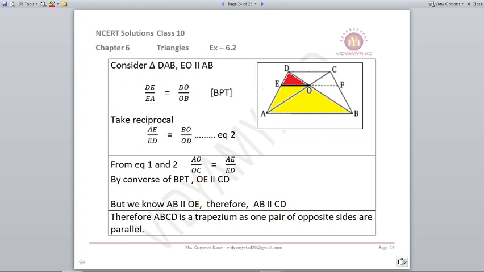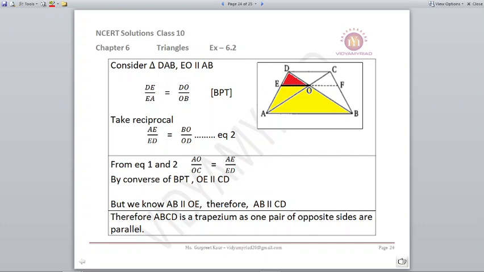Now let us take a triangle DAB where OE is parallel to AB. So I can write DE upon EA is equal to DO upon OB. If I take its reciprocal, it becomes AE upon ED is equal to BO upon OD, and I will take it as equation number 2.